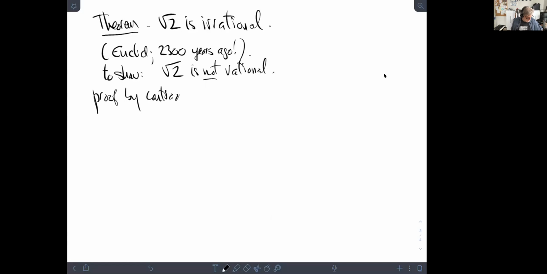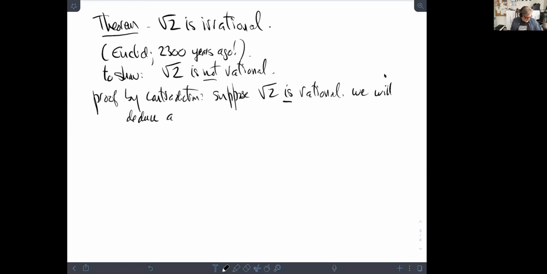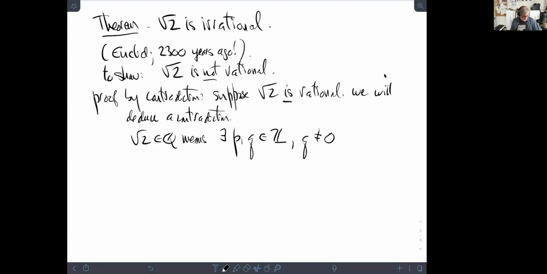So how does this work? I'm going to suppose that root 2 is in fact rational, and I'm going to deduce nonsense from that. So suppose root 2 is rational, we will deduce a contradiction, something false. Root 2 rational means what? It means that there exist two integers, p and q, q not 0, such that root 2 is equal to p divided by q. That's what it means for root 2 to be a rational number.